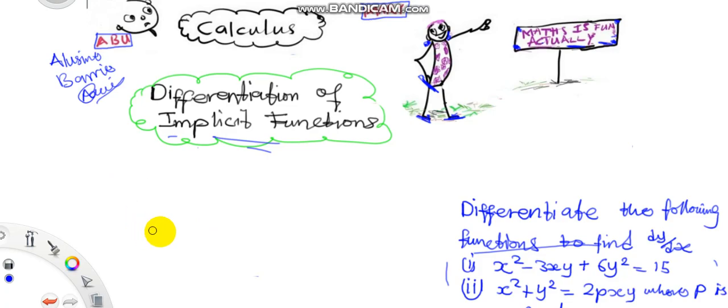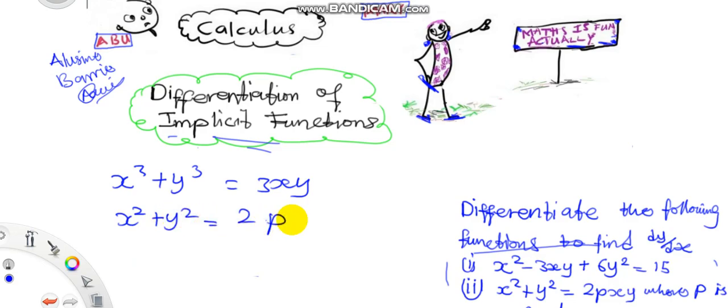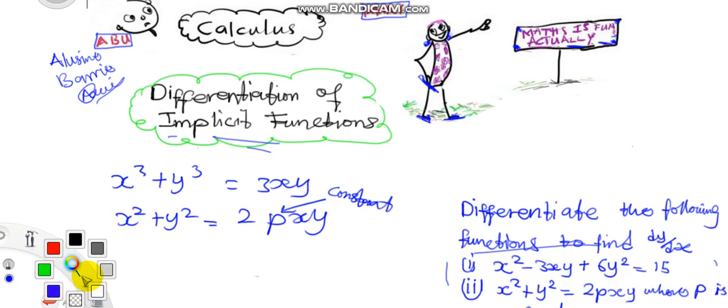So the general method in dealing with implicit functions such as these, for example the one we dealt with, x cubed plus y cubed is equal to 3xy, and a function such as x squared plus y squared is equal to 2pxy, where of course p is a constant. We treat it just as we treat a constant. For such functions, to differentiate them, we follow these steps.